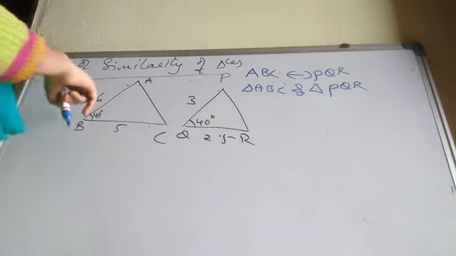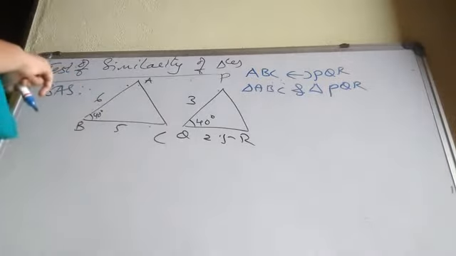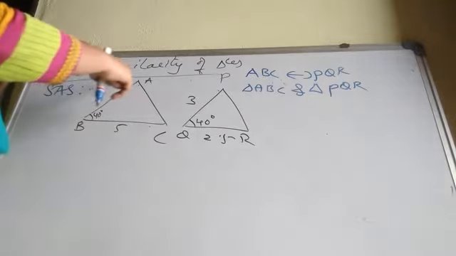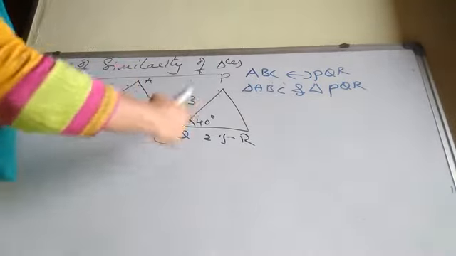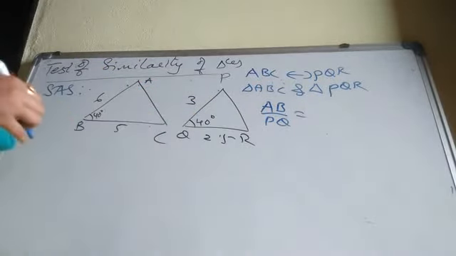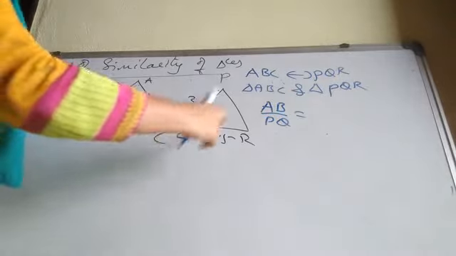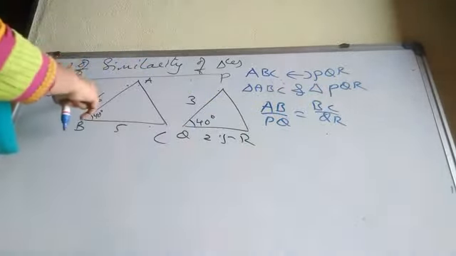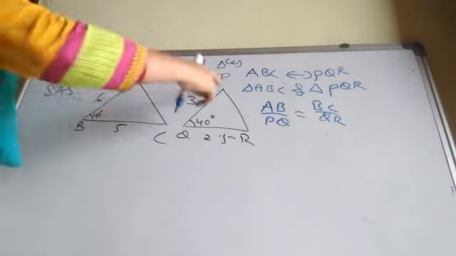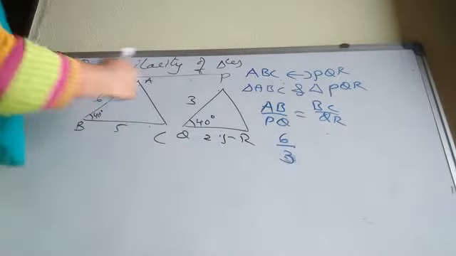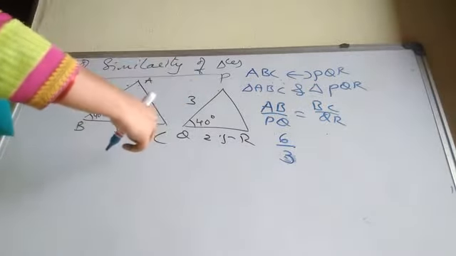Now here this is side angle side. In similar triangles, corresponding sides are in proportion. So first we will write the sides. AB upon PQ is equal to BC upon QR. It should be equal, no? AB upon PQ: 6 upon 3. The AB value is 6, the PQ value is 3.